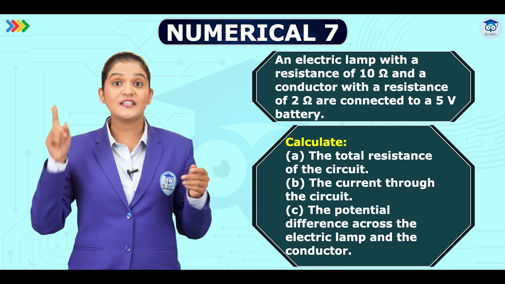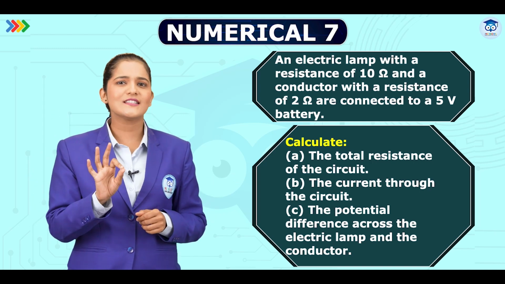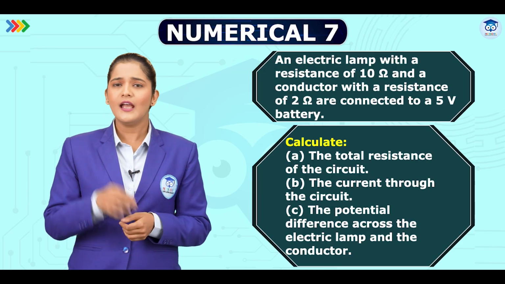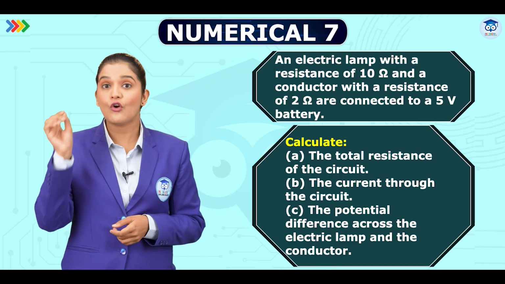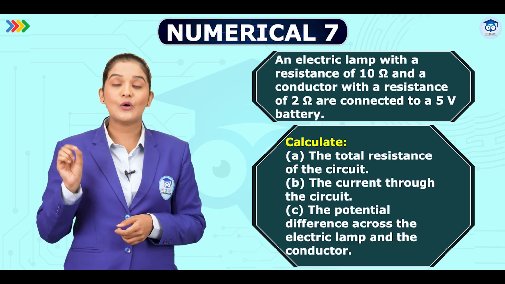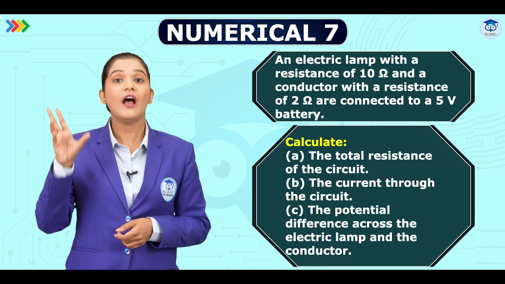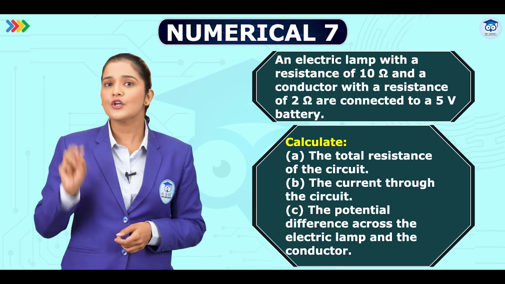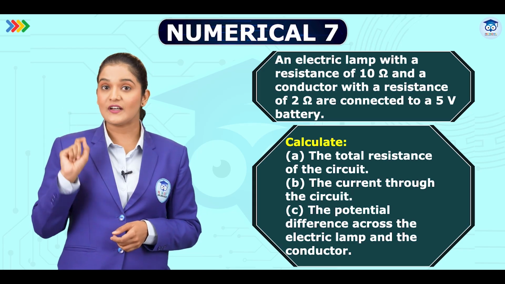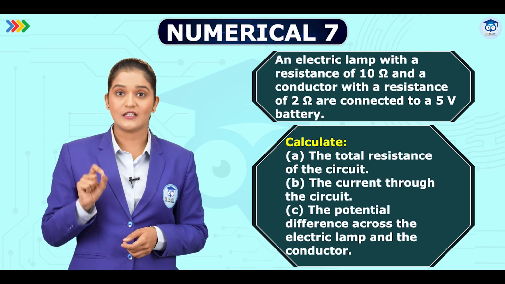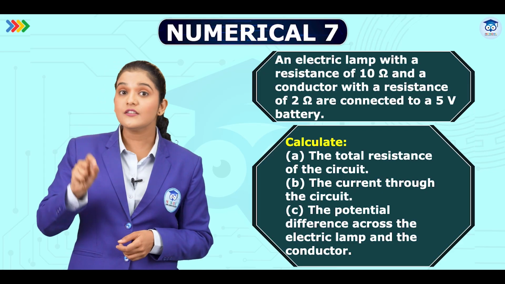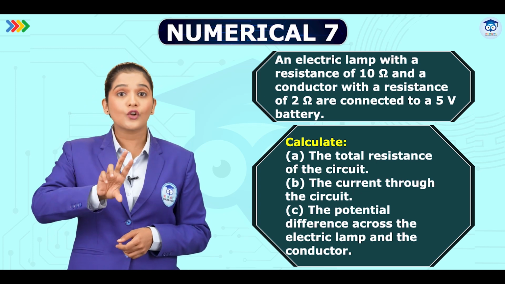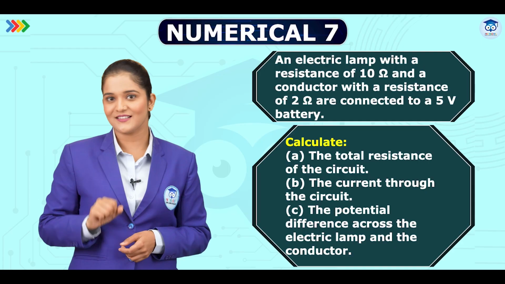Let us now solve the 7th numerical based on the concept of series combination. The question states, an electric lamp with a resistance of 10 ohms and a conductor with a resistance of 2 ohms are connected to a 5-volt battery. We are asked to calculate 3 things. First, the total resistance of the circuit. Second, the current flowing through the circuit. And third, the potential difference across both the lamp and the conductor.